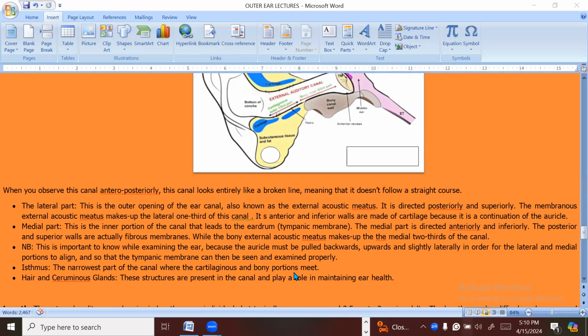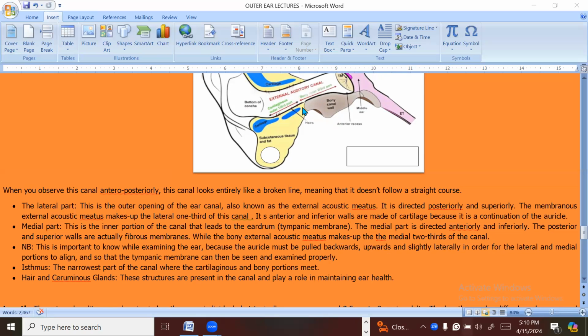It is anterior and inferior. Its anterior and inferior walls are made up of cartilage because it is a continuation of the auricle. We said that. Then the medial part, which is the bony part, starts from here. Another part is the isthmus, which is the narrowest part of the canal where the cartilaginous and bony portions meet. Look at it. This is the isthmus.